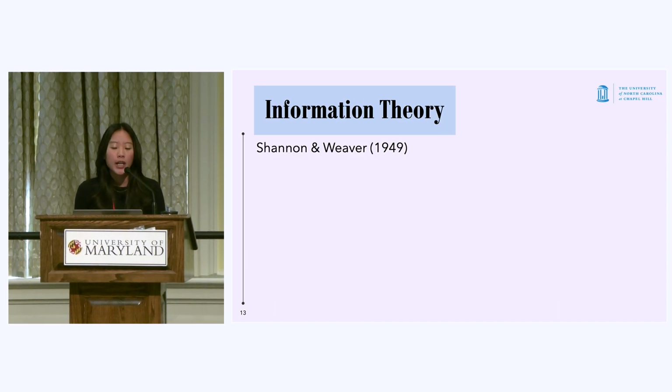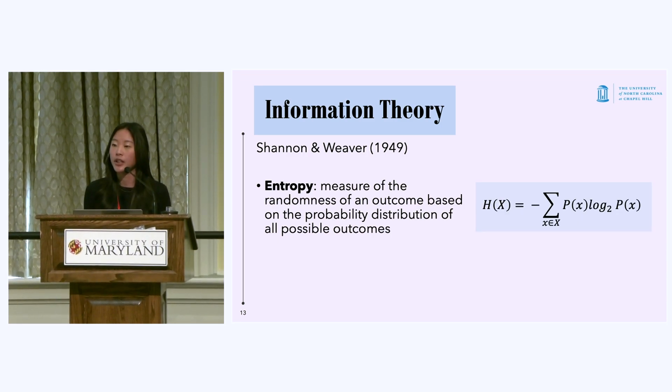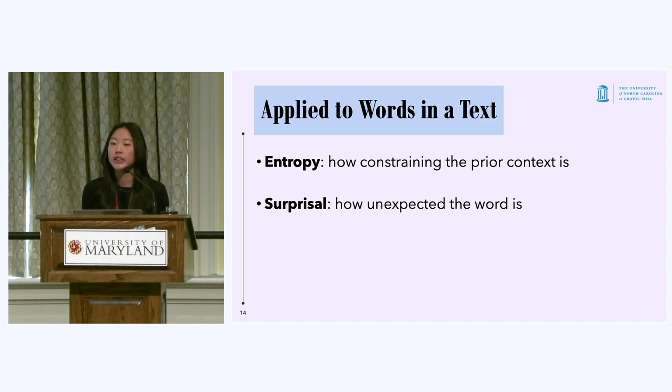Just a little bit more background, two metrics from information theory that will be relevant are entropy and surprisal. Entropy is the measure of the randomness of an outcome, and this is based on the probability distribution of all possible outcomes represented using this equation. And surprisal is a measure of how unexpected an outcome is, and this is the negative logarithm of its probability. So applied to words in a text, entropy tells us how constraining the prior context is, whereas surprisal tells us how unexpected the word is.